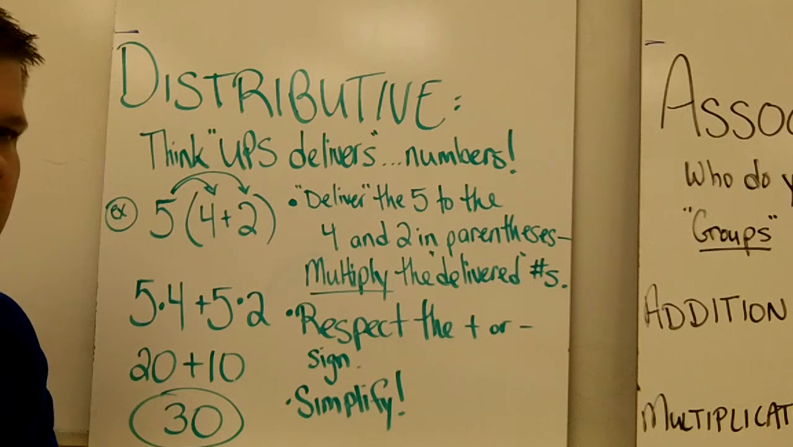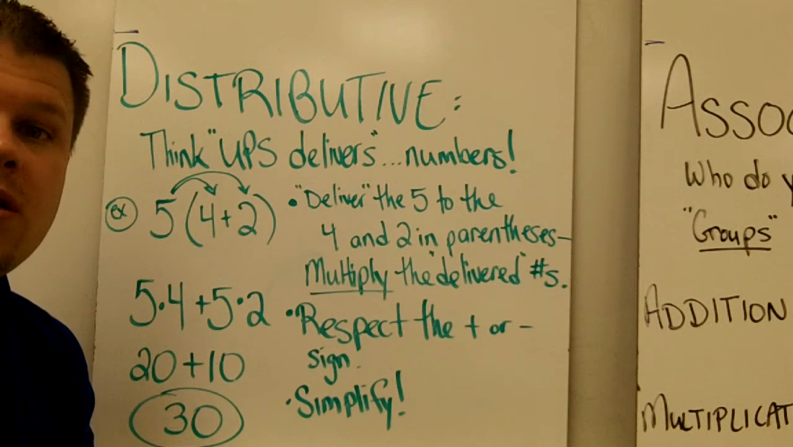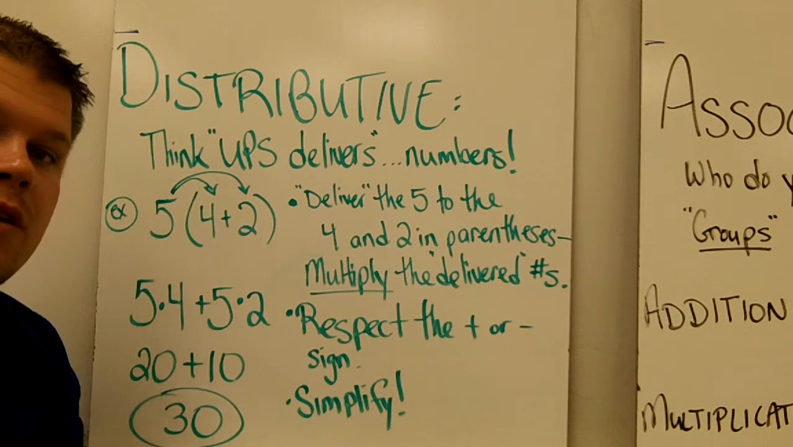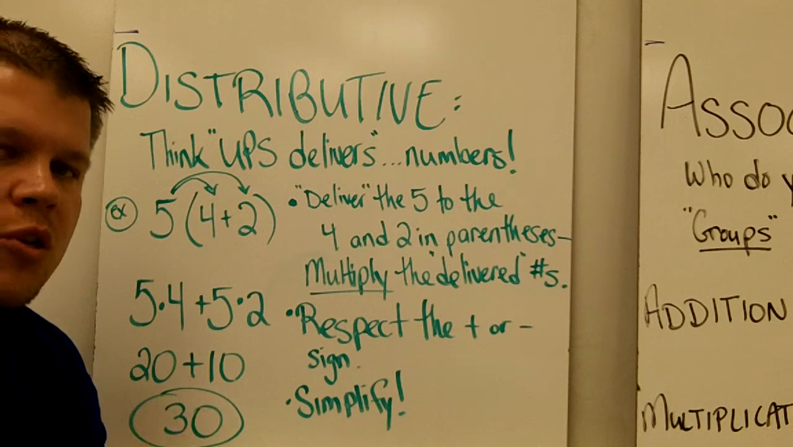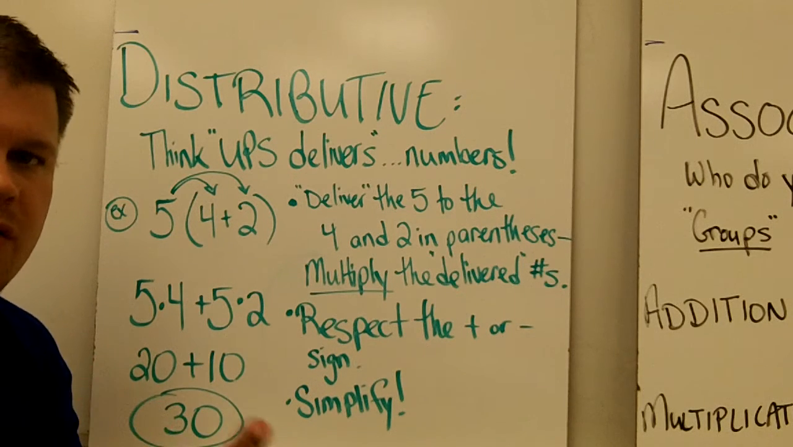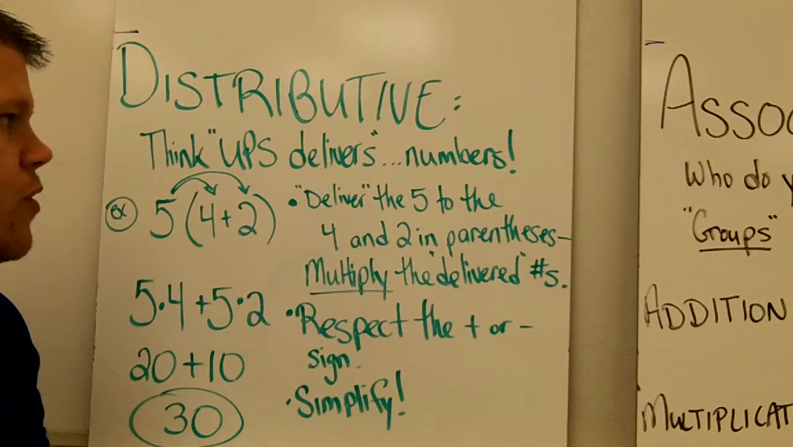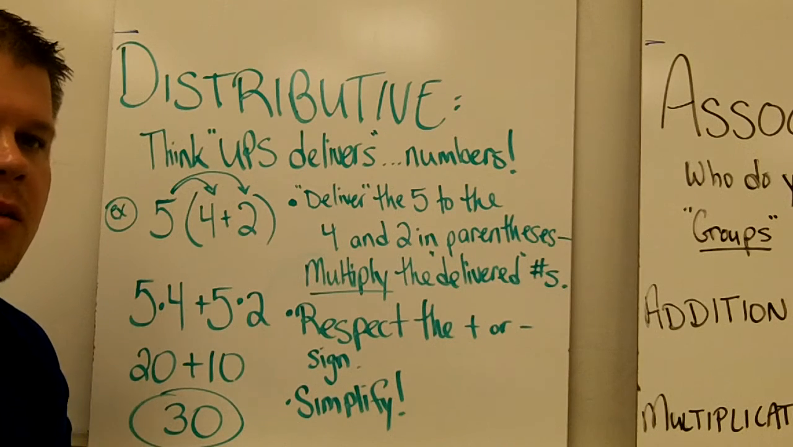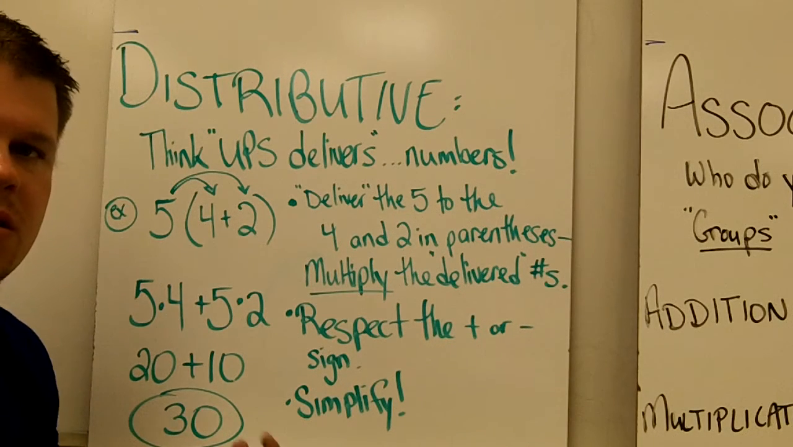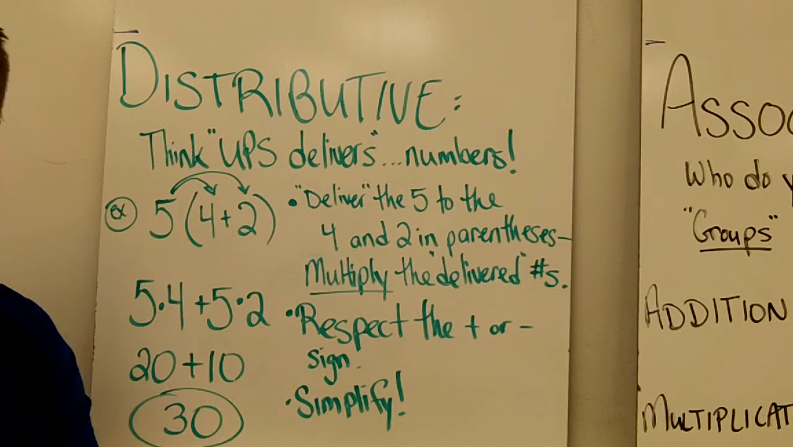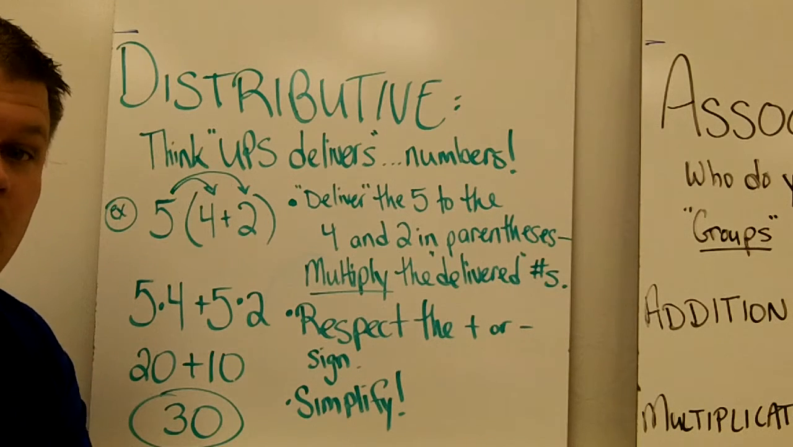Okay. So just to recap, commutative, a big community of numbers. Associative, you're talking about groups of numbers. Who do you associate with? Who do you have a group of friends with? And your distributive, think UPS. Think about who's delivering those numbers to the houses inside these parentheses. Hope that made sense.